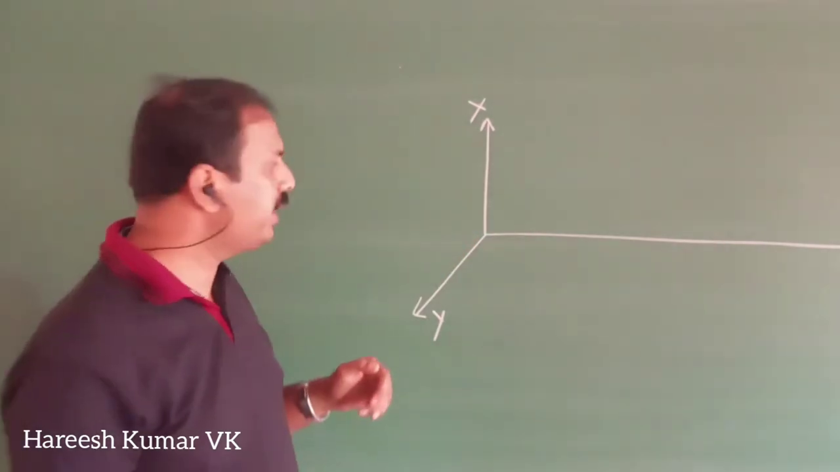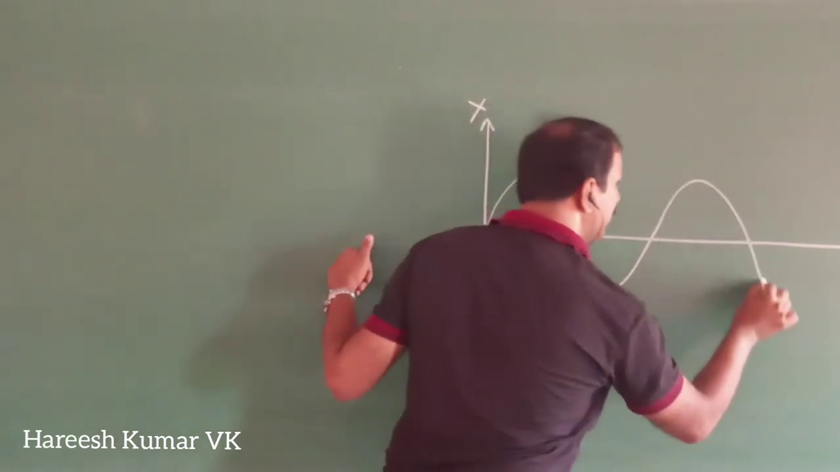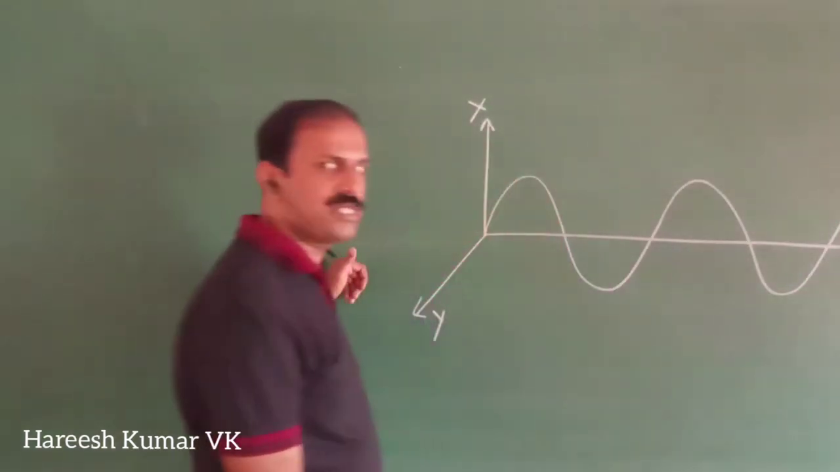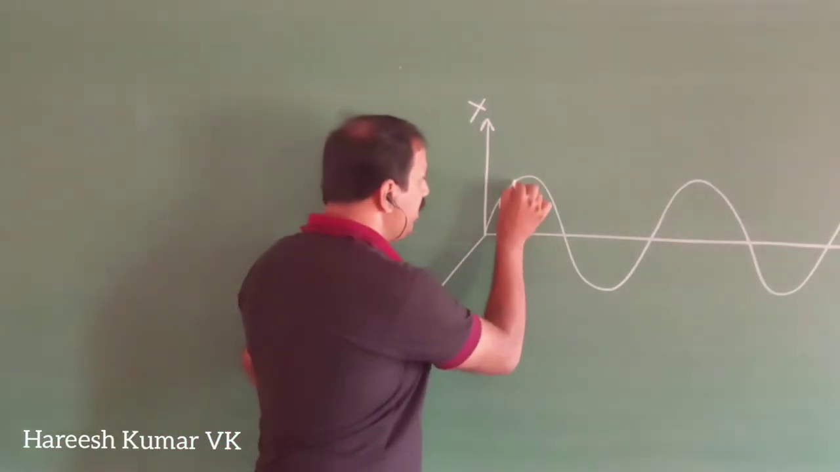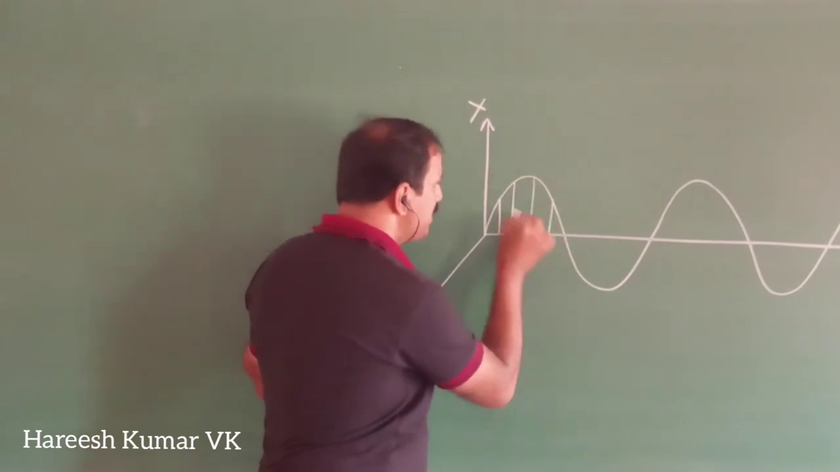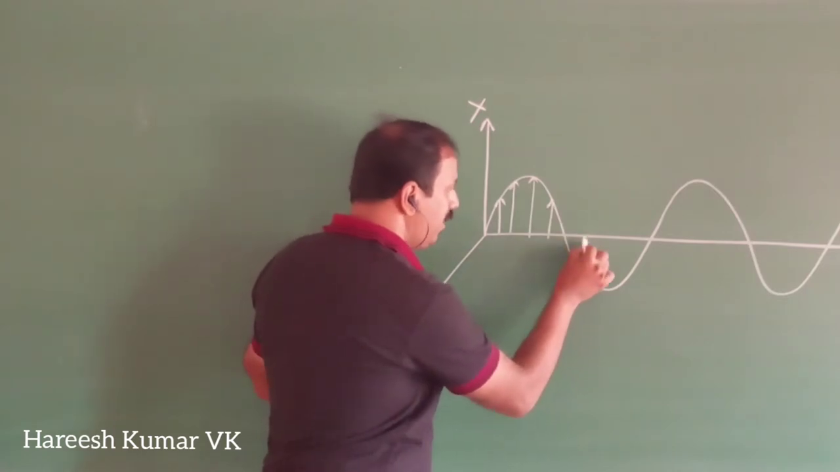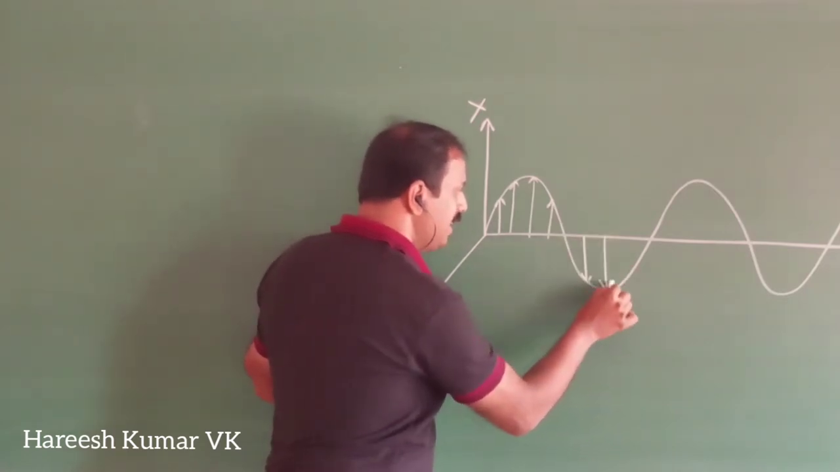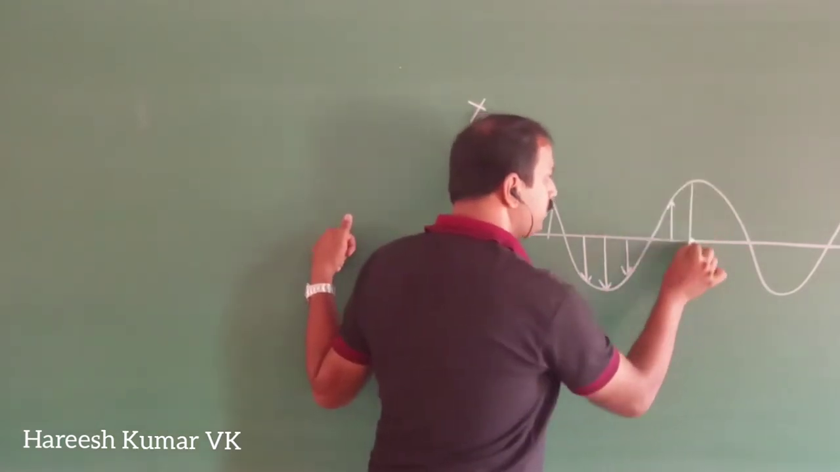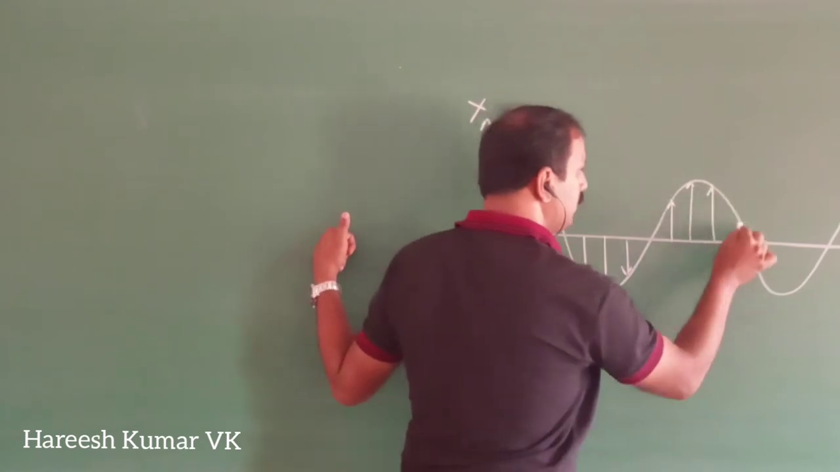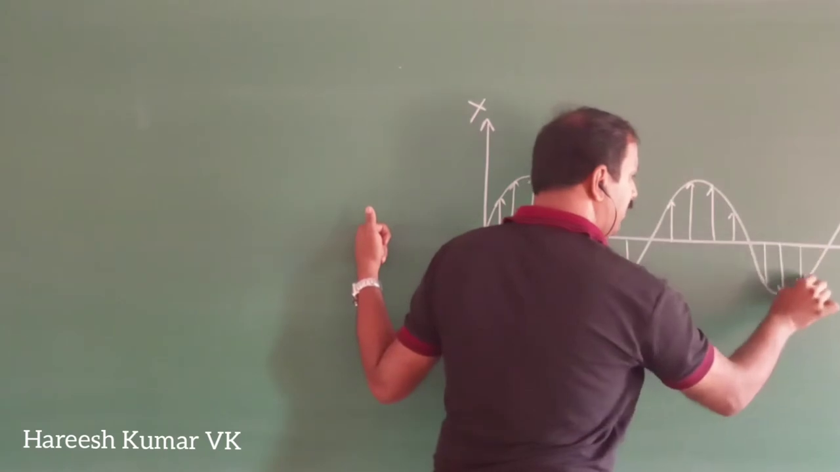As the electric field is along the x-axis, I am drawing the electric field like this. This is the electric field. For easy understanding I will draw it like this also. This is the electric field which is along the x-axis, and here it will be along the minus x-axis, because it is just like a sine wave. So this is our electric field.